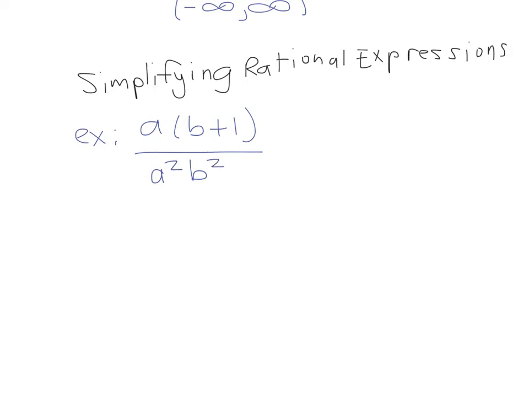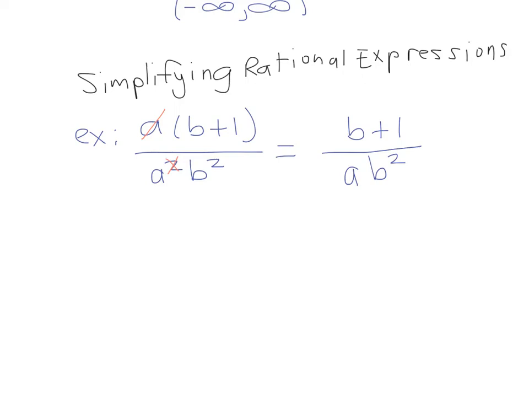Okay, we have got a common factor of a in the numerator and the denominator. So we can cancel a factor of a. That means this a goes away and we're left with a 1. And in the denominator, if we cancel one of those a, that exponent of 2 becomes an exponent of 1. So this simplifies to b plus 1 in the numerator over a b squared.